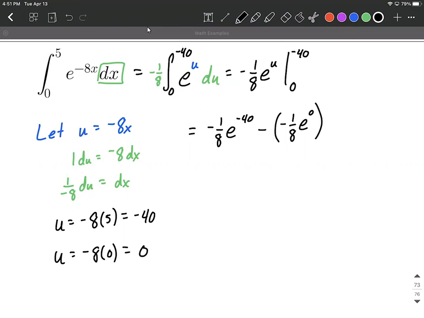From here, there's only a little bit of simplifying we could do. It may be a little bit nicer answer if we bring that along the first term, but then if we make this addition because we're subtracting a negative, I'll bring the 1/8 along, and then e to the 0 power is the same thing as 1. So 1 times 1/8 is just 1/8. This is pretty good formatting for our answer, so we'll leave it just like this.